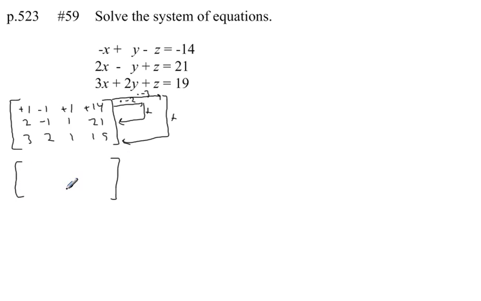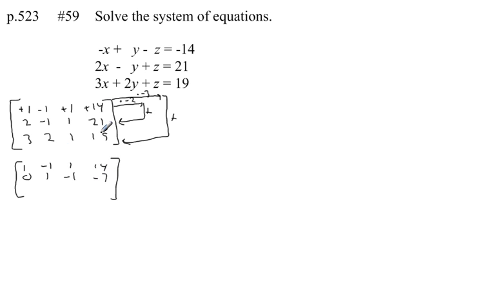So my top row is going to stay the same. 1, negative 1, 1, and 14. If I multiply the top row by negative 2 and add it to the second row, I'll get negative 2 plus 2 is 0. 2 plus negative 1 is 1. Negative 2 plus 1 is negative 1. And let's see here, negative 28 plus 21 is negative 7.